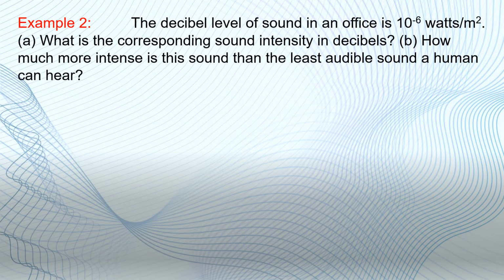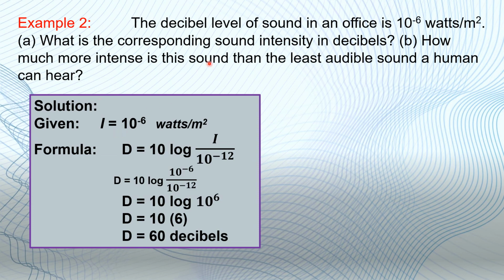Example number 2. The sound intensity in an office is 10 raised to negative 6 watts per square meter. What is the corresponding sound level in decibels? How much more intense is this sound than the least audible sound a human can hear? So, the solution. Our given from the problem is 10 raised to negative 6 watts per square meter. Just substitute I in the given formula. D equals 10 logarithm of I over 10 raised to negative 12.